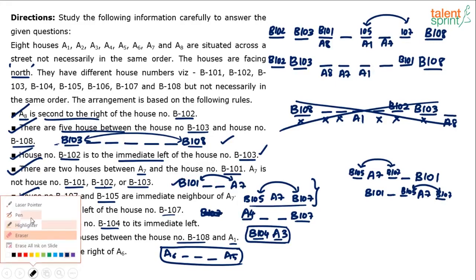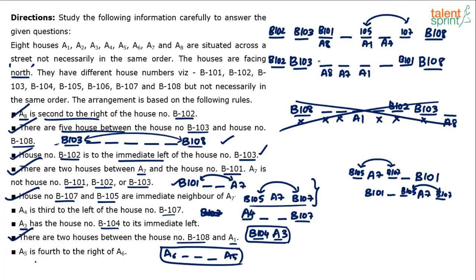I hope all of you are able to follow. I am going a little slow so that all of you can follow it. This is B107 and this is B105. Both are neighbors of A7. And the point here is A4 is third to the left of 107. First, second, third. This is A4. In case number 1, it is still not fixed.